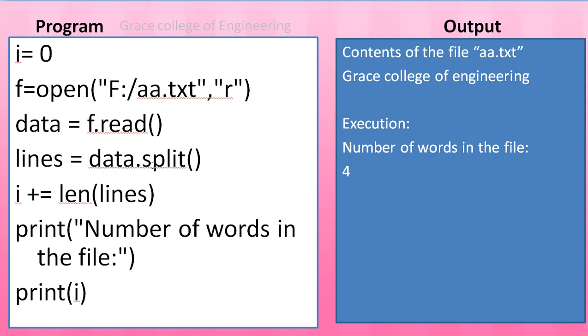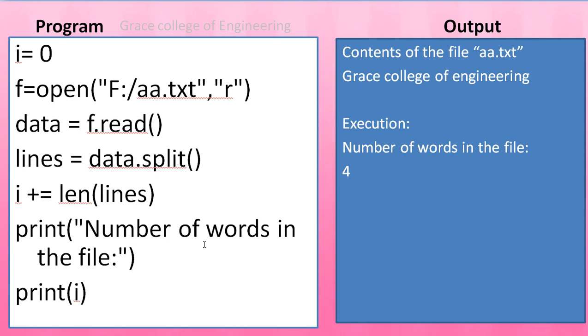Next, data.split(). This split() function is very important. It will break the string into a list. Then only we can count it. So it is stored in lines. Then the len() function is used. Based on the length, it will count one by one, and it is stored in i.